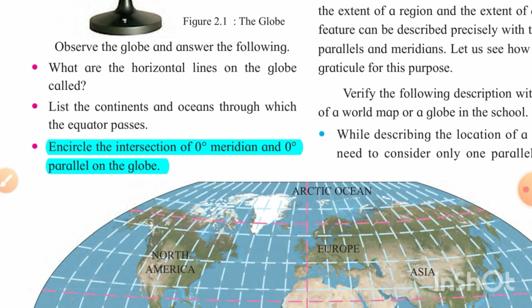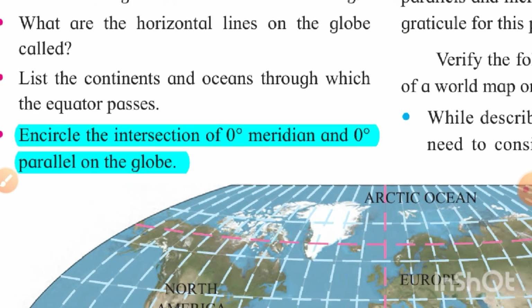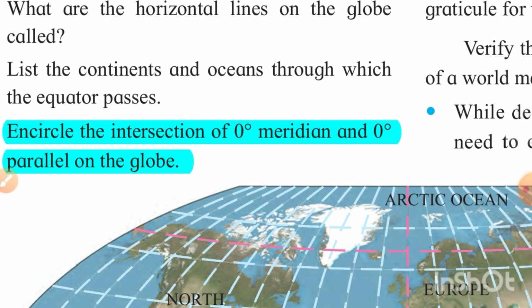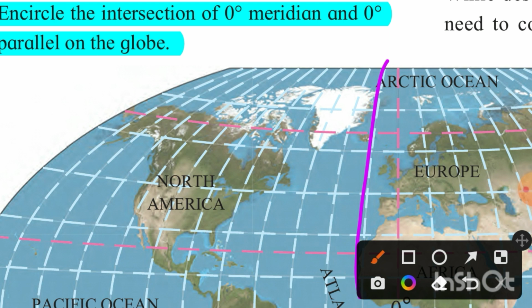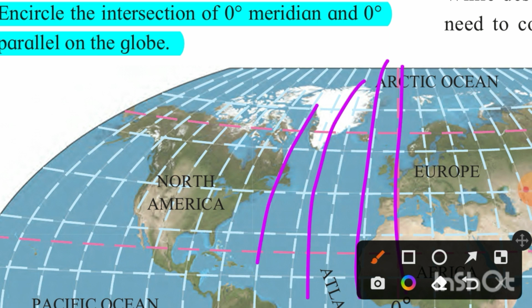Next question, encircle the intersection of 0 degree meridian and 0 degree parallel on the globe. You know that all these lines are called meridians, and this one, the one which is straight, is called the prime meridian. Okay, so they have written it's 0 degree meridian. It means they are talking about the prime meridian line.